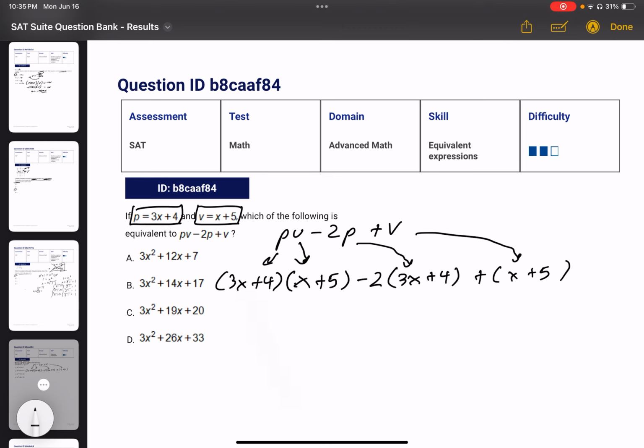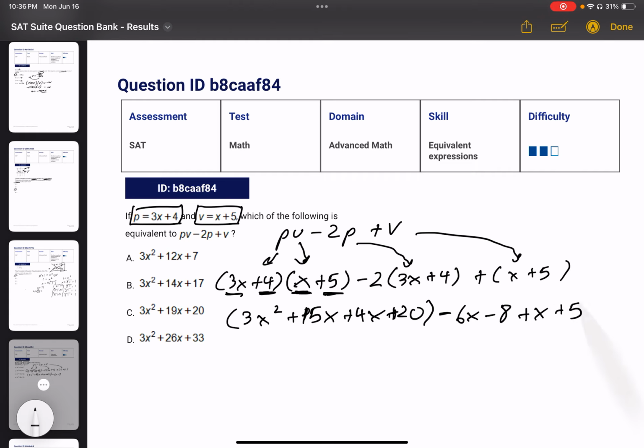So now, distributive property, we're going to FOIL. So we're going to do 3x times x, 3x squared, and then 3x times 5 plus 15x. And then we're going to do 4 times x plus 4x, and then 4 times 5 plus 20. And let's bracket this so we don't get confused with the other stuff. Then we're going to tackle this over here, -2 times 3x, and then minus 8. And then over here we just have plus x plus 5.